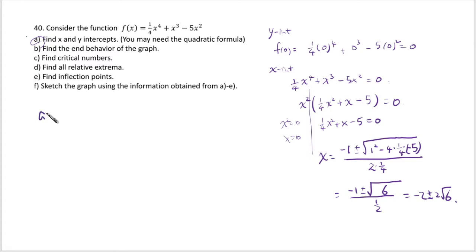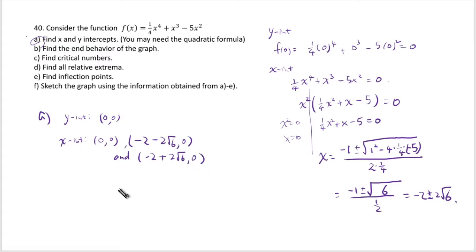So we have the following answer. The y-intercept is just (0, 0). When you have x equal to 0, you have y equal to 0. The x-intercept is again (0, 0). If you plug in 0, it's 0. And then also there are two more, negative 2 minus 2 radical 6, 0. These are the values when y is equal to 0, right? And finally, negative 2 plus 2 radical 6, 0.